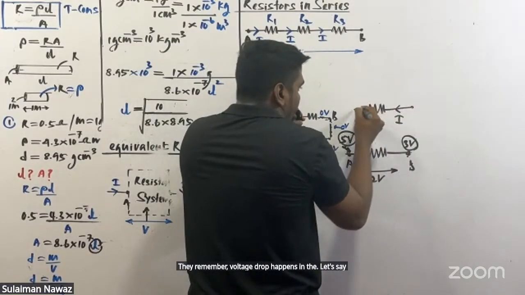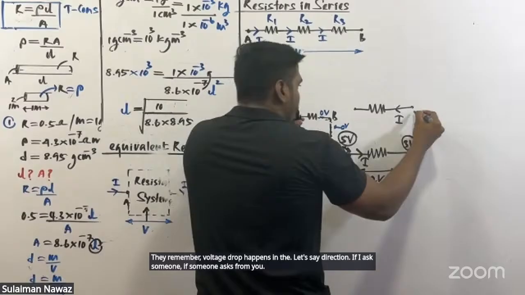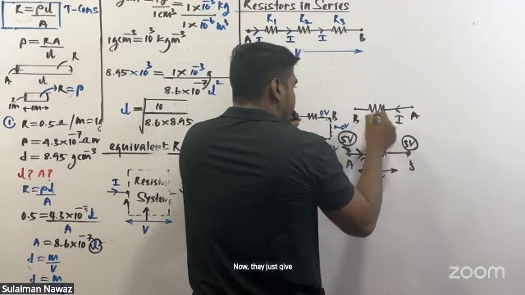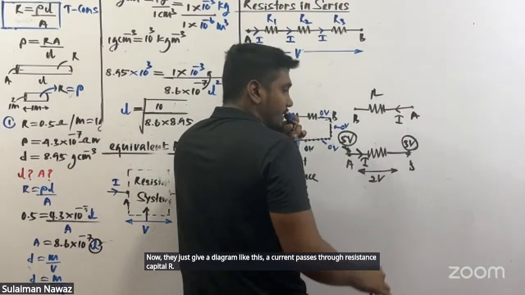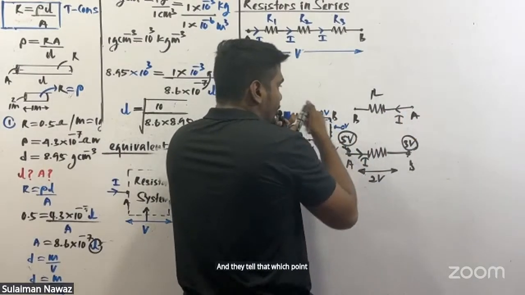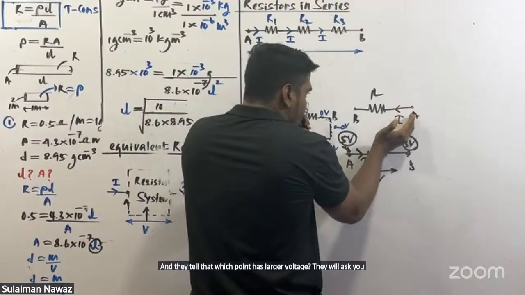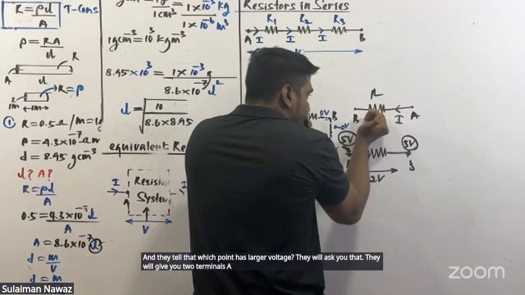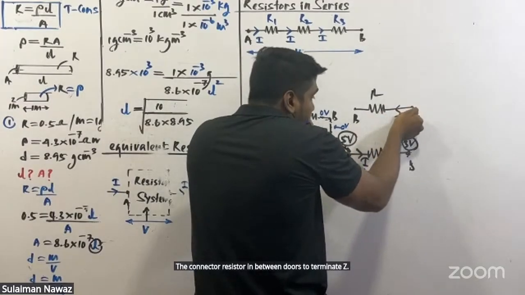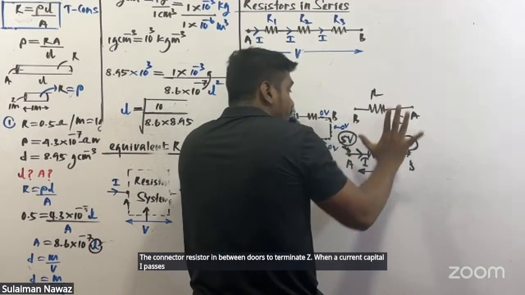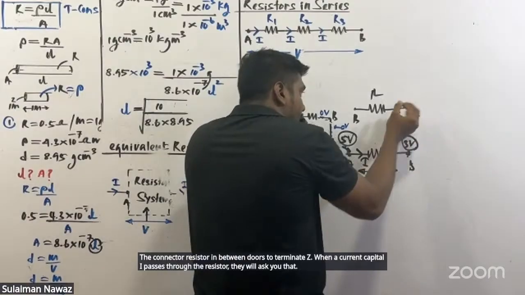If someone gives you a diagram like this, with two terminals A and B and a resistor R connected between them, and a current I passes through the resistor, they will ask you which terminal has larger voltage.